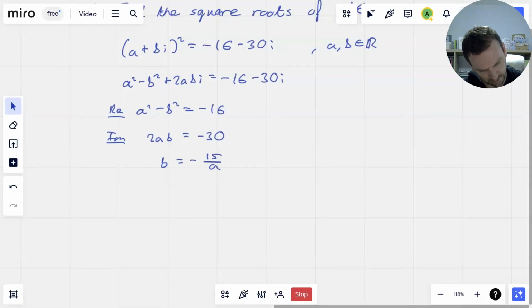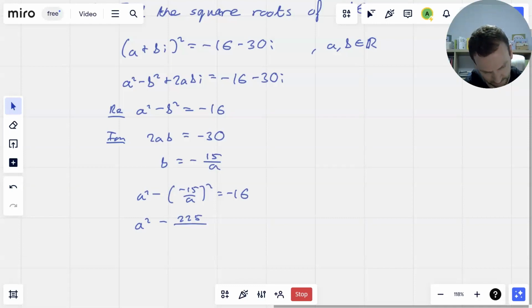And then we can substitute this in to the first equation. We'll get a squared subtract negative 15 over a all squared is equal to negative 16. Deal with that squared, so that's a squared subtract. The negative squared here will become positive, so that's just going to be subtracting 225, which is 15 squared, over a squared is negative 16.